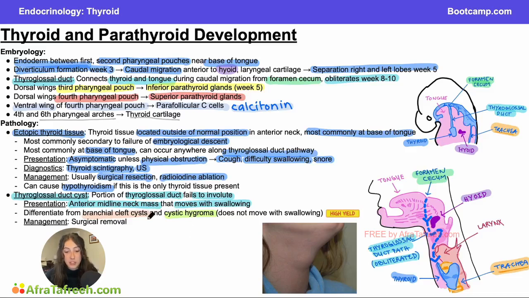And then if you want to differentiate them further, if you have a mass that doesn't move with swallowing, another good clue about the origins of these two masses is that brachial cleft cysts are often lateral, whereas cystic hygromas and your thyroglossal duct cysts are often midline. So if you have a lateral mass that does not move with swallowing, most likely a brachial cleft cyst. If you have a midline mass that does move with swallowing, that's most likely a thyroglossal duct cyst. Then management of these thyroglossal duct cysts is going to be surgical removal, and that is usually curative.